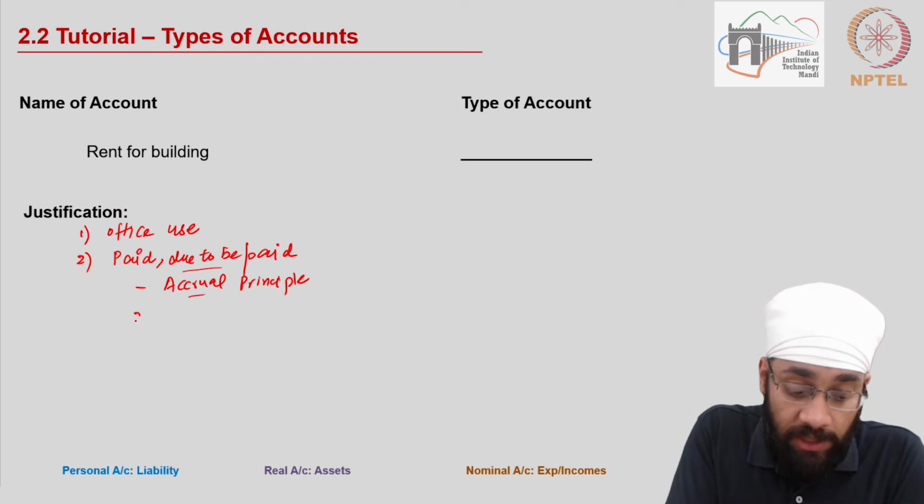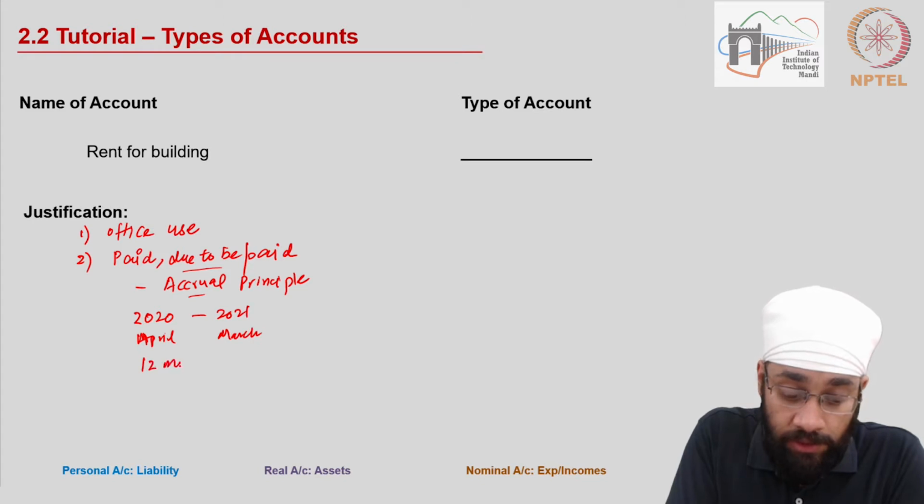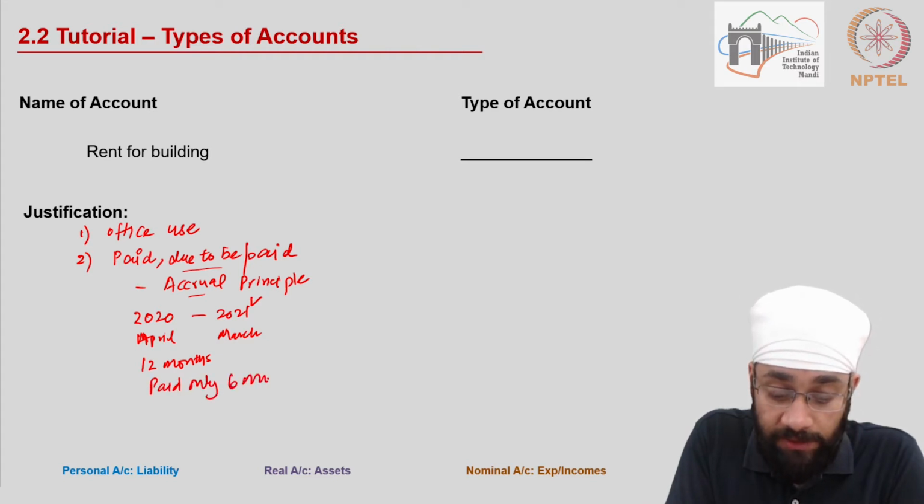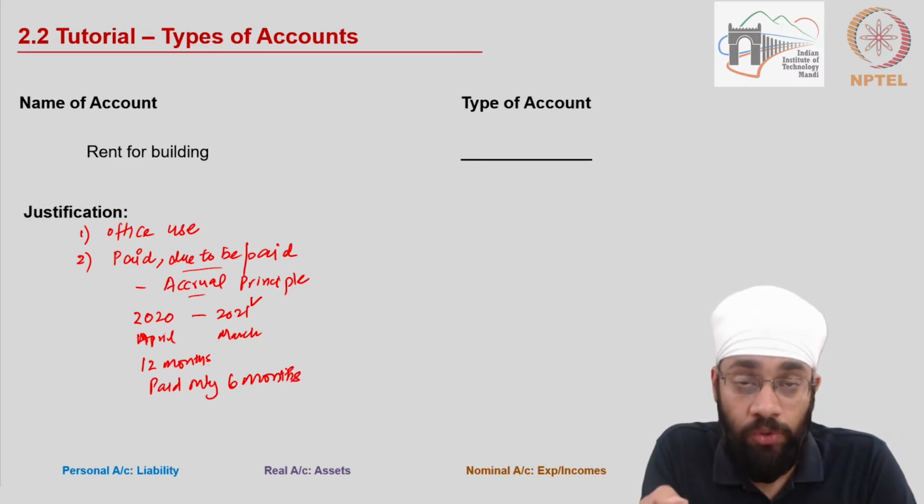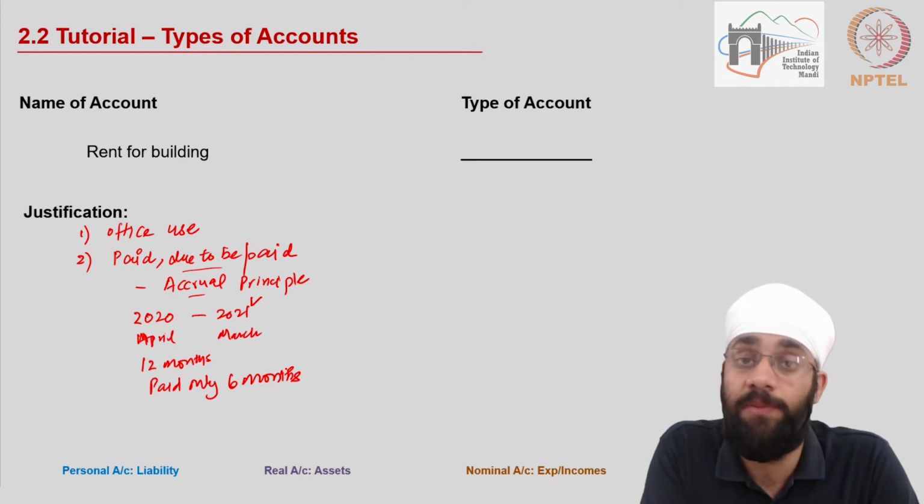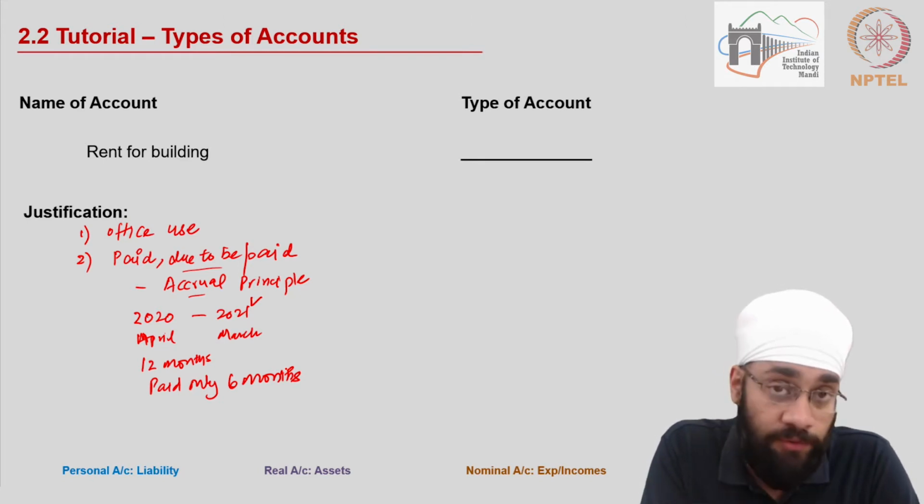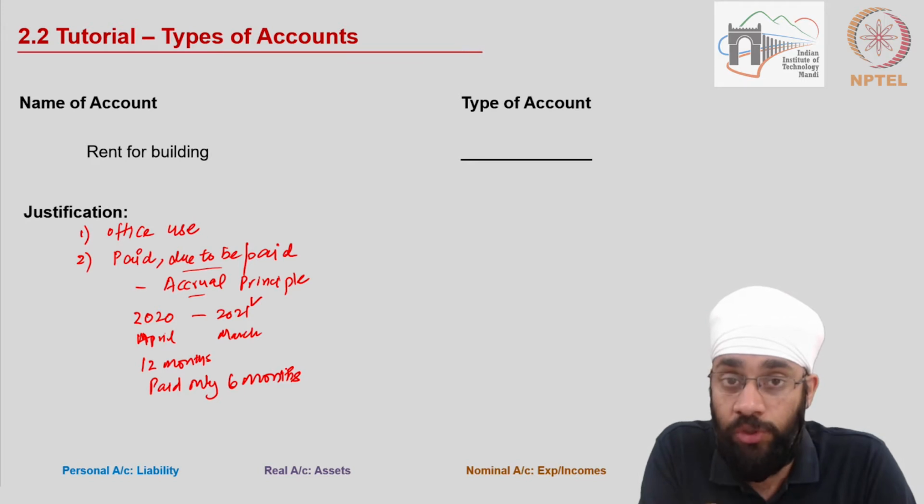For example, if financial year 2020 to 2021 starts in April, ends in March, so there are 12 months. So out of the 12 months, at the end of 2021, if you had paid for only 6 months, you are going to show total rent for 12 months because you have used the office building for the full year. Does not matter how much you have paid.